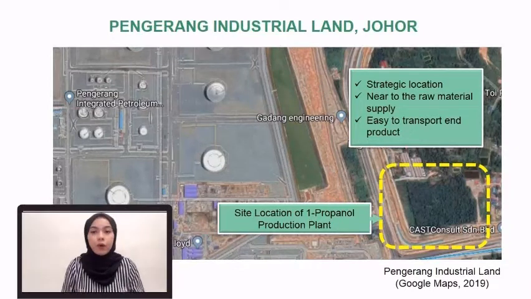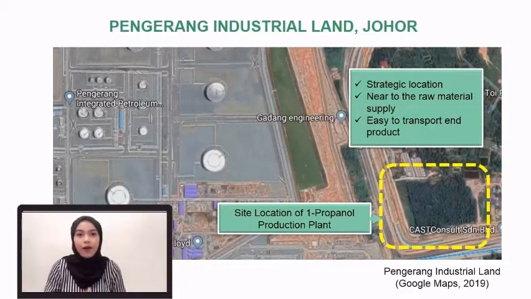The site location of the 1-propanol production plant is at Pengerang Industrial Land in Johor Bahru. Because the location is strategic, it is very near to raw material supply, and it is easier to transport the end product. Now I will pass to Nor Asyraff to present on the process integration in the 1-propanol plant.